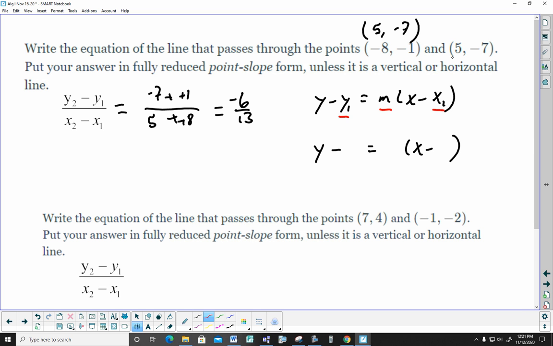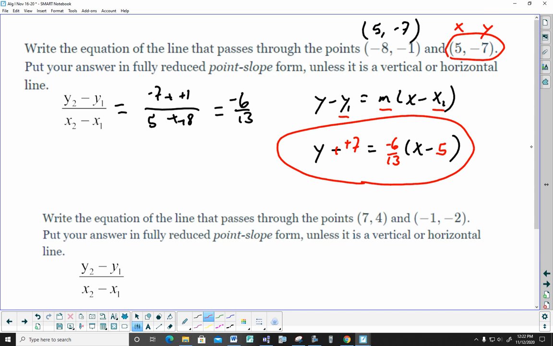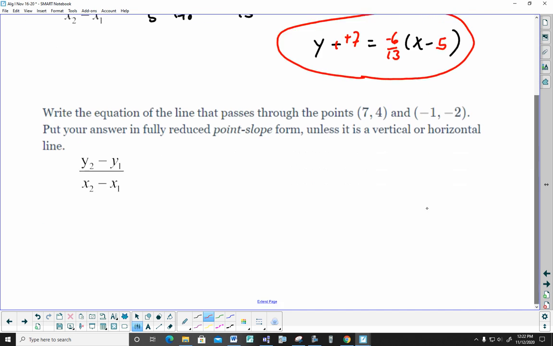I picked the first one last time. How about I pick the second one? I'll pick this one. That's an x, that's a y. -7. The slope is -6/13. Your x value is 5. A little bit of cleanup, and you're done. That's your final answer. There's no additional work to do. It's over with. It's finished. You're like, woohoo, score.